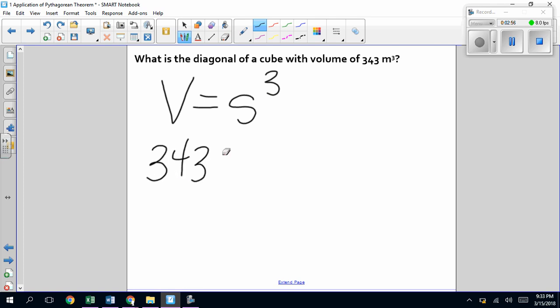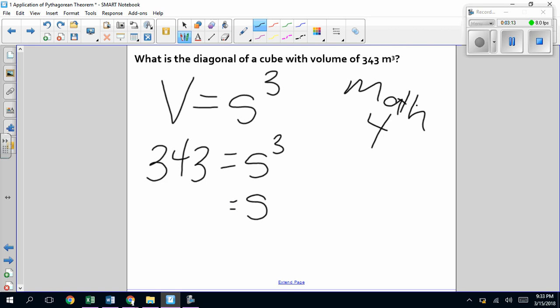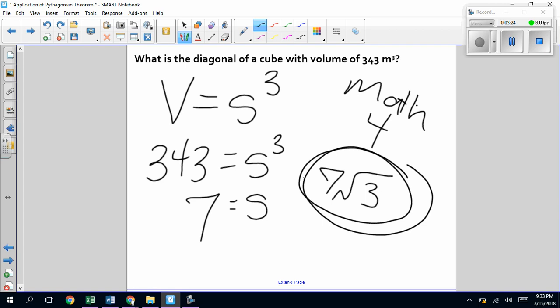Okay, so if my volume is 343, I take the cube root. To take the cube root in your calculator, you press math 4. Math 4 is how you take the cube root in the calculator. So the cube root here is 7. So that means the side length of my cube is 7. And so if we want the diagonal of the cube, it is 7 times the square root of 3 meters.